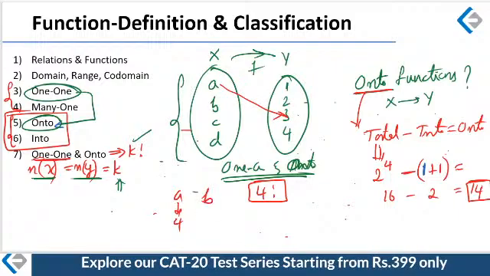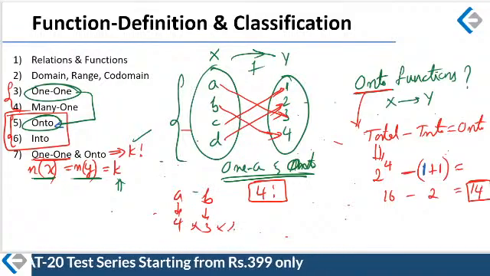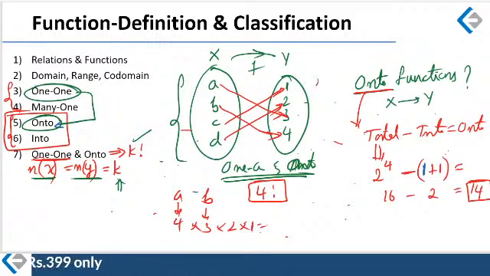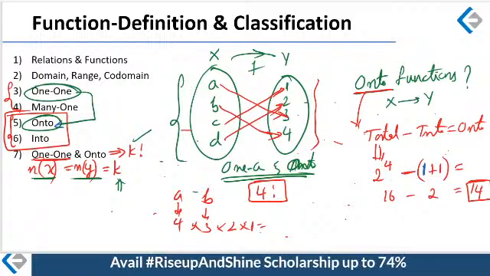Next, what will you say? B has to be mapped in the remaining 3 ways. Assume that B got mapped with 4, C got mapped with 1 and D got mapped with 4. Therefore, 4 into 3 into 2 into 1. So now, are all the elements of Y engaged? Yes, it got automatically engaged. Reason being, the number of elements in set X and set Y are the same.